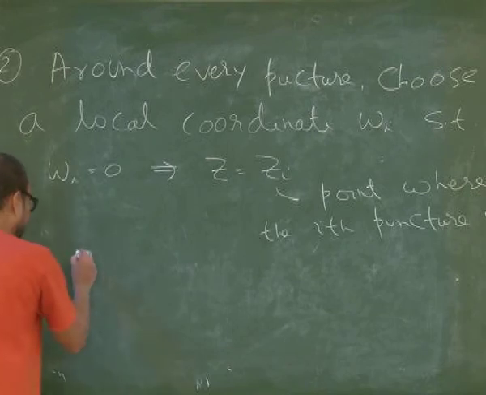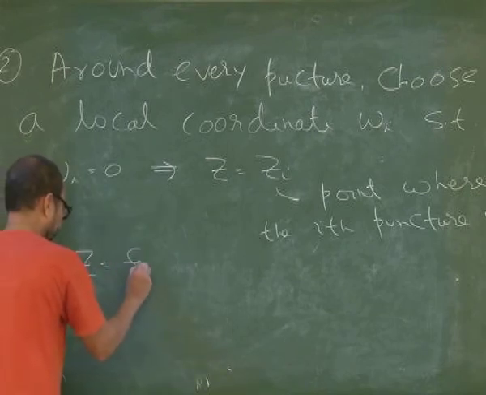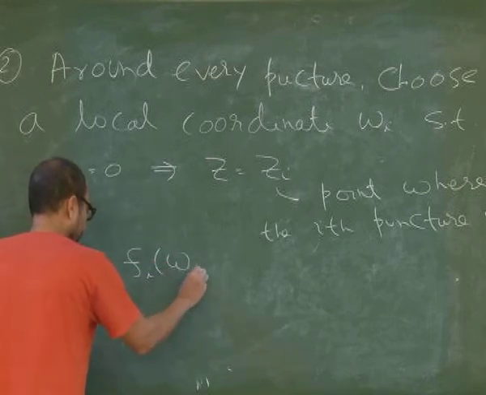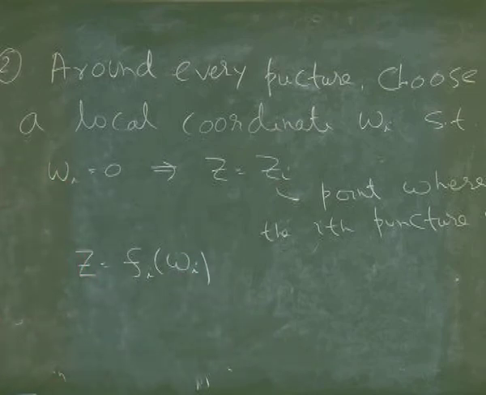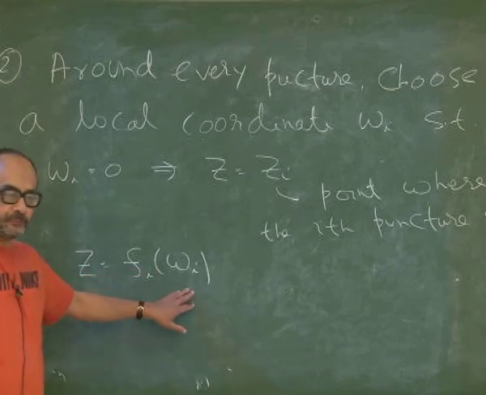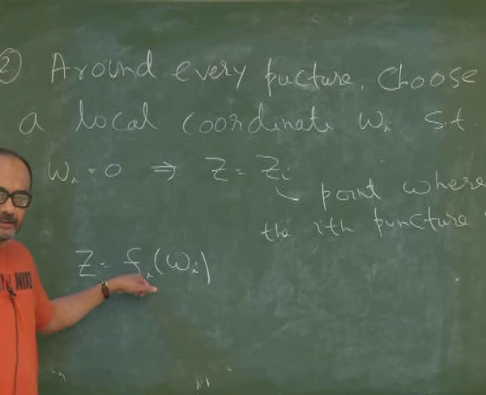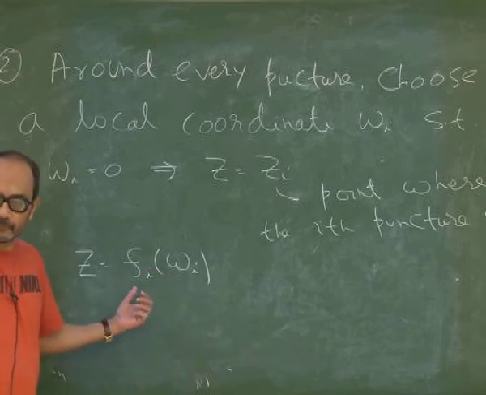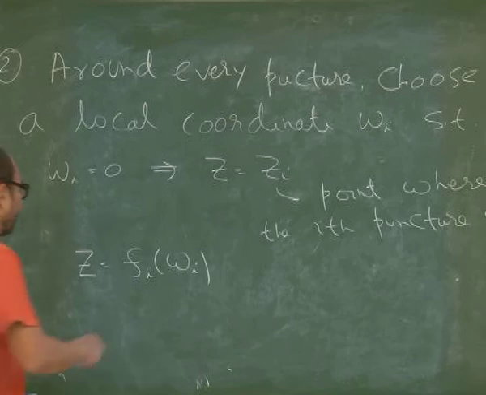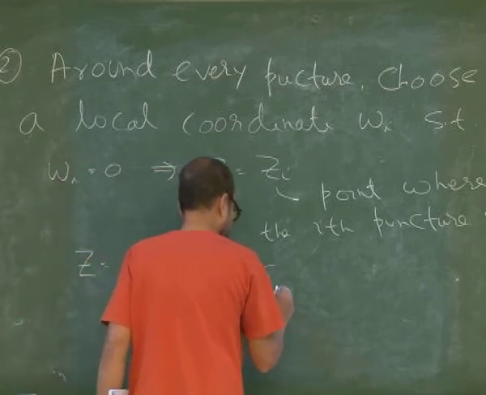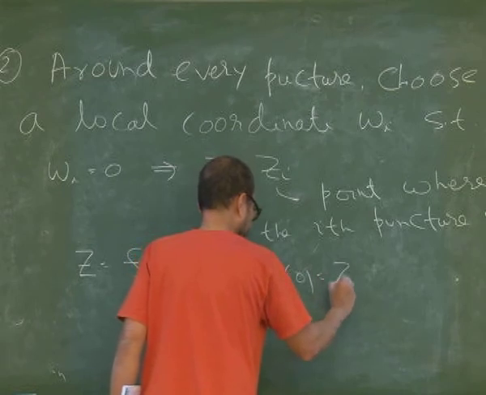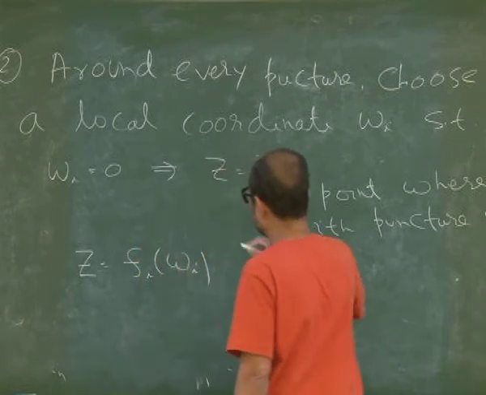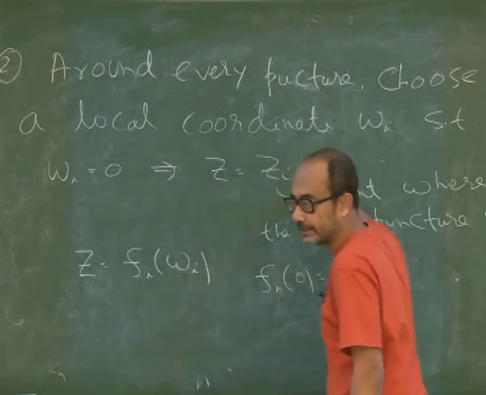So, in general, then Z and W will be related by some functional relationship. And for a fixed Z, as you change W, this function will change. Different choice of local coordinates will be related to Z by different functions. But we will demand that Fi of 0 is Zi. Okay, because this is the statement, the Wi equal to 0 should map into Z equal to Zi, right?